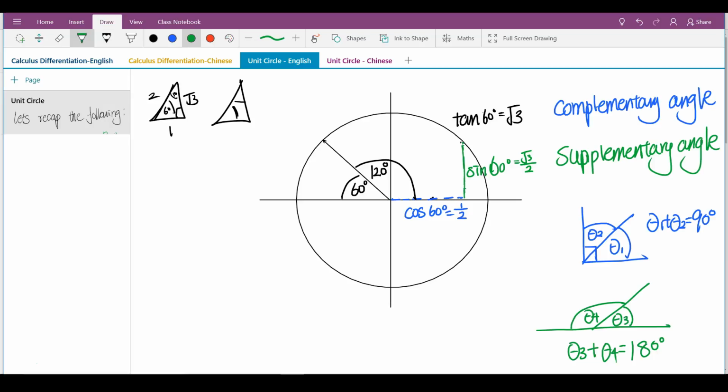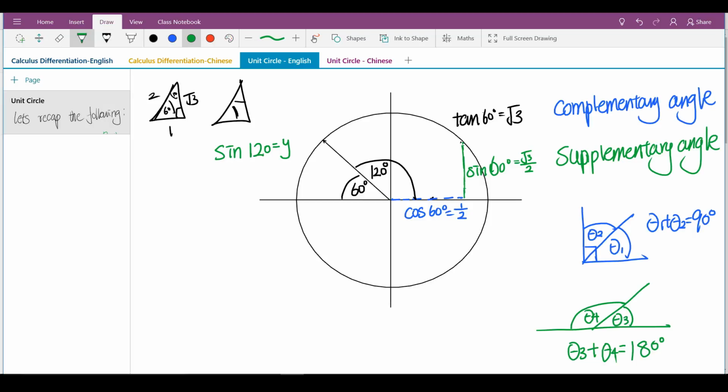What are we actually looking for? So if you go sine 120, that is looking for the y value. Remember, that is looking for the y value, and we get a positive because 120 degrees is in the second quadrant, where we get a positive y value.